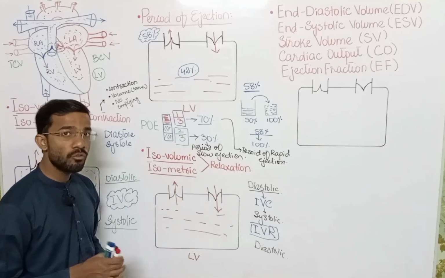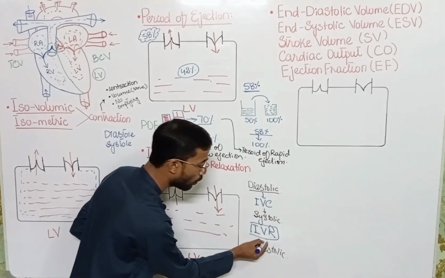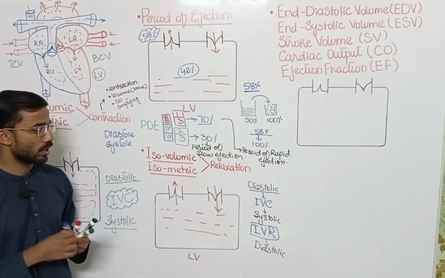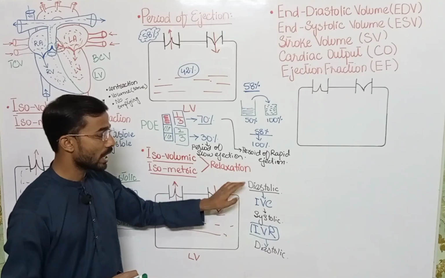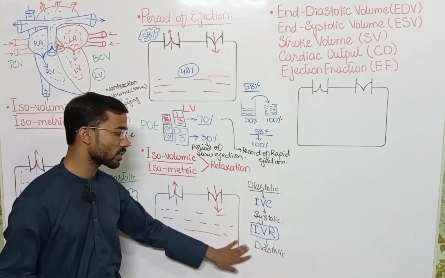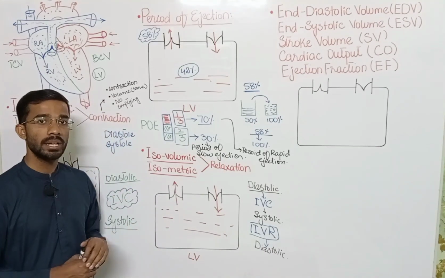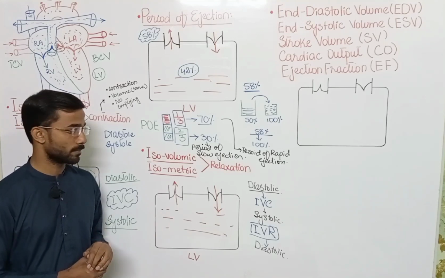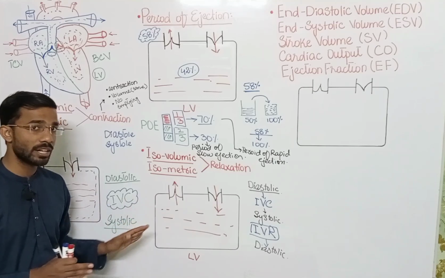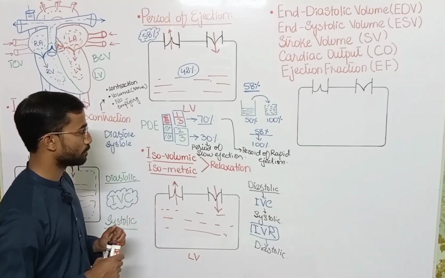After isovolumic relaxation, the left ventricle moves towards complete relaxation, which is the diastolic state. So this is the whole process: diastolic, isovolumic contraction, systolic, isovolumic relaxation, and diastolic. This is the whole process that happens in the cardiac muscles, specifically the left ventricle. I'm talking about the left ventricle, so you can easily understand what I'm trying to say.